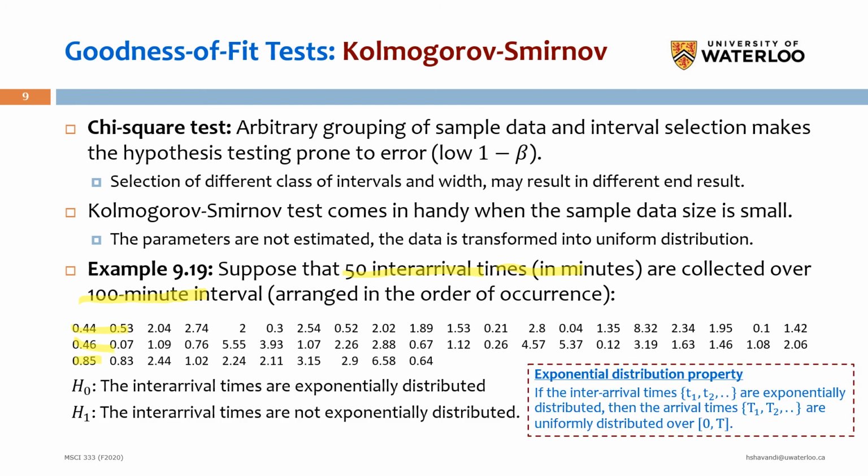So the interval times t1, t2, and so on are exponentially distributed. We know this, right? And this is our null hypothesis here. We want to see if the exponential distribution is a good fit for our data or not. So when the interval times are exponentially distributed, then the arrival times, T1, T2, and so on, are uniformly distributed over 0 to T, and T here is 100.